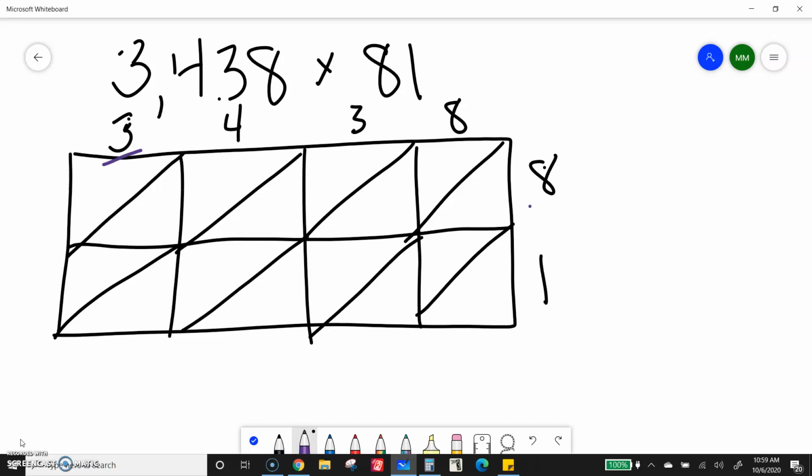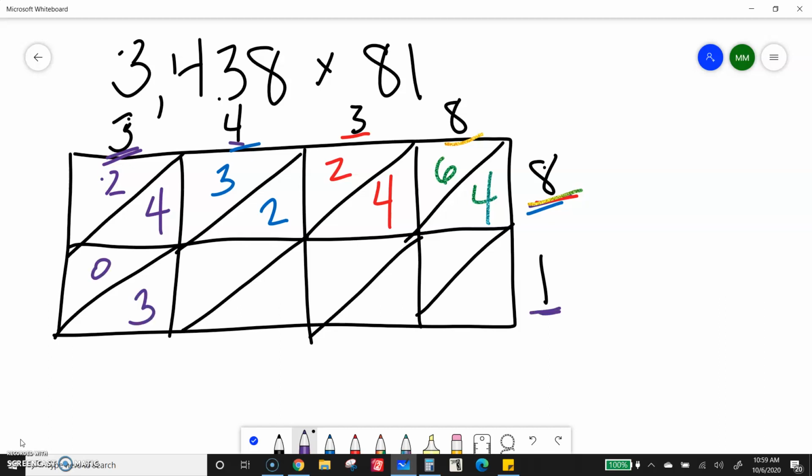So 3 times 8 is 24. 4 times 8 is 32. 3 times 8 is 24. 8 times 8 is 64. Again, I have my facts memorized. You might take a little longer looking them up or counting the multiples. All right, 3 times 1 is 3. 4 times 1 is 4. Oops, I was going to switch colors. 4, remember 0, 4. 3 times 1 is 3, 3 in the 1 place, and 8 times 1 is 8. That row is a little more simple.